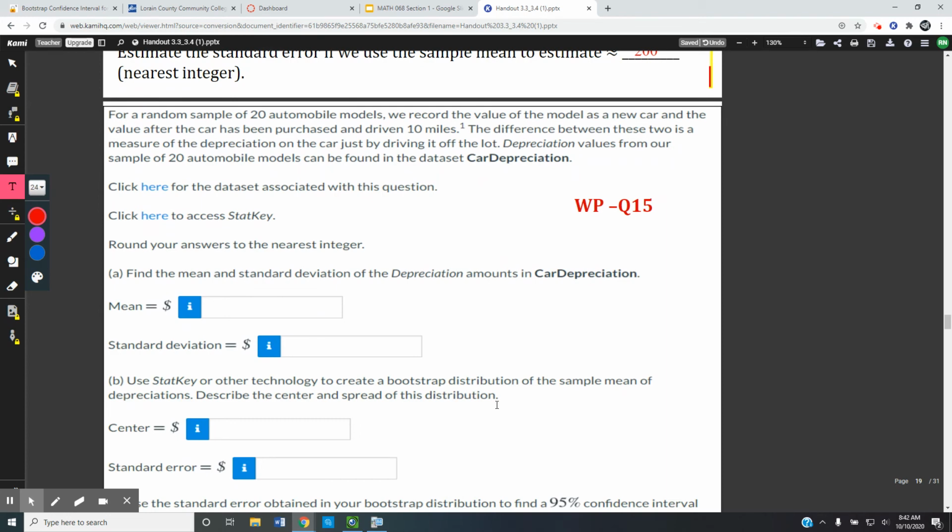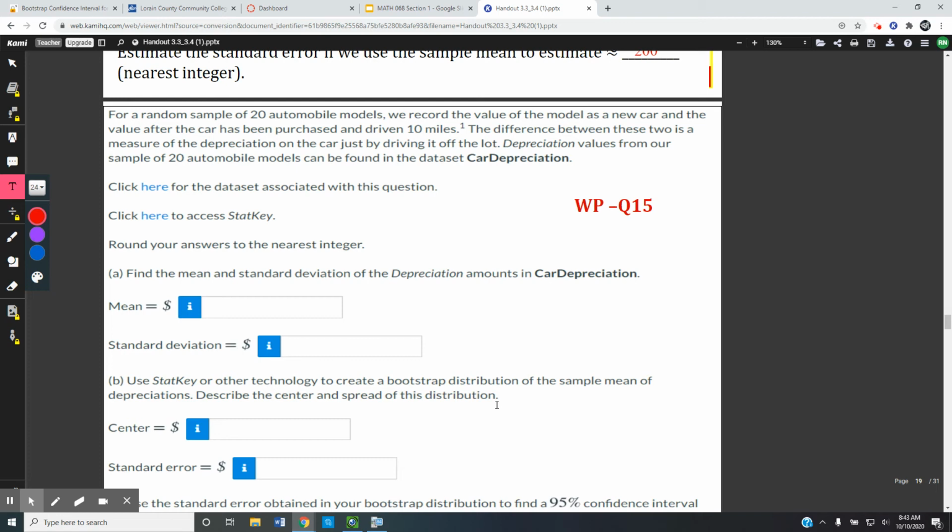What do we got here? A random sample of 20 automobiles, we record the value of the model of a new car as the value after the car has been driven 10 miles. Yeah, little known fact, you buy a brand new car, you drive it off the lot, you turn around at McDonald's and you come back, and guess what? It's a used car. The difference between these two is measured as the depreciation of the car by just driving it off the lot.